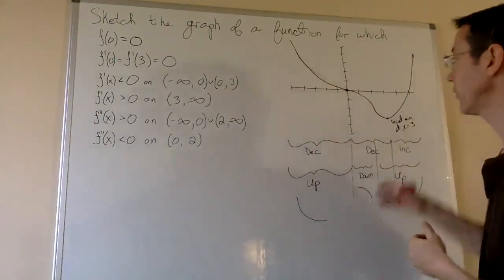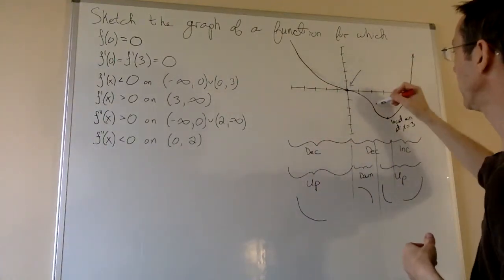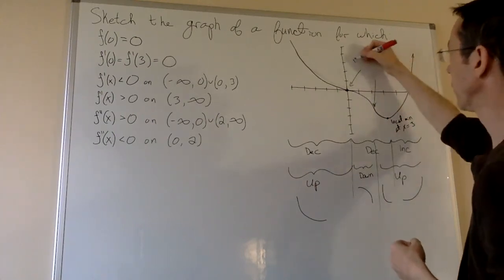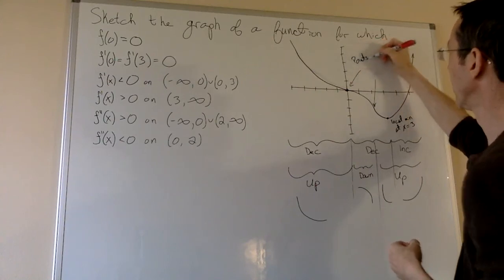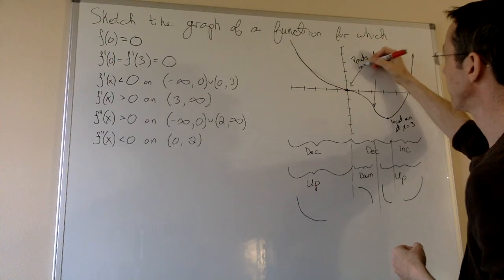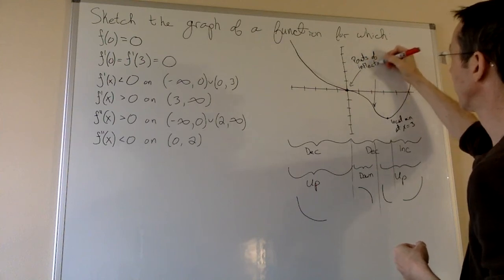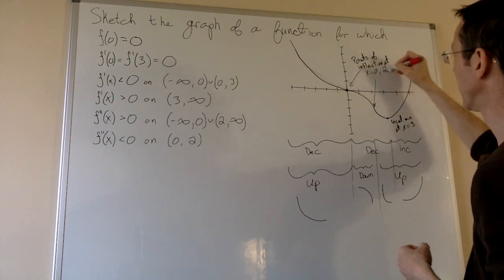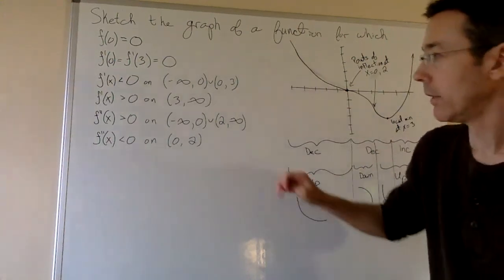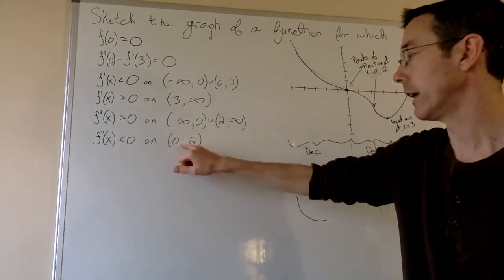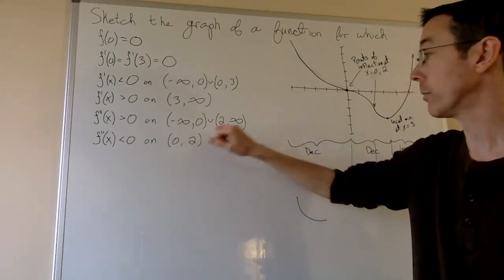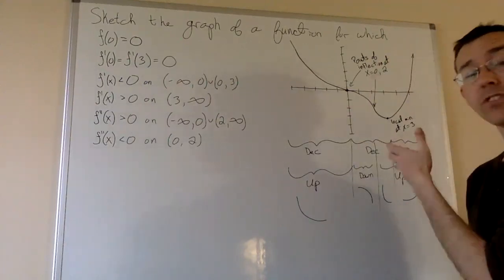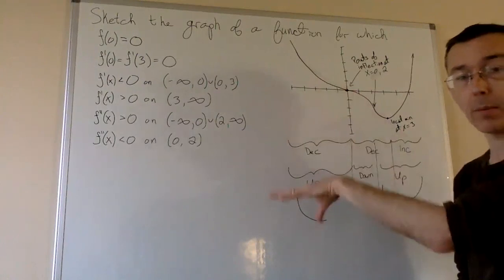We have 2 points of inflection here, at x equals 0 and x equals 2. Those are points of inflection. At x equals 0, the second derivative changes from positive to negative, and at x equals 2, it changes from negative to positive. Those are both points of inflection. Overall, this is a pretty good sketch of what the graph of a function with these properties must look like.